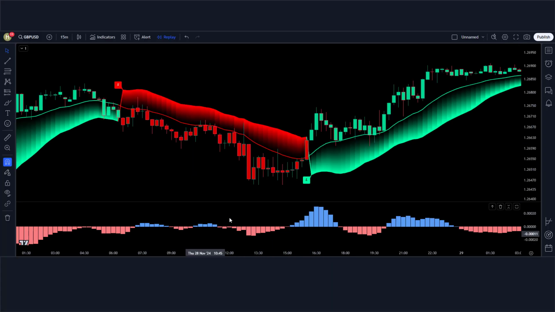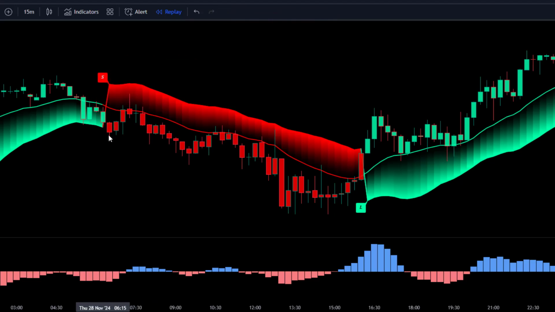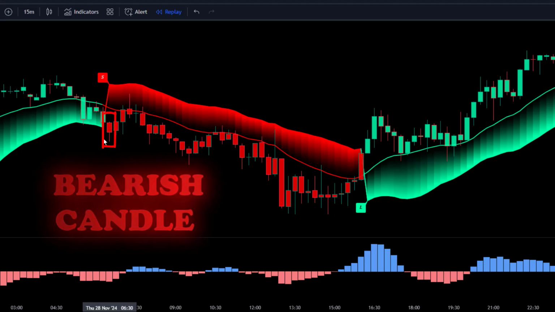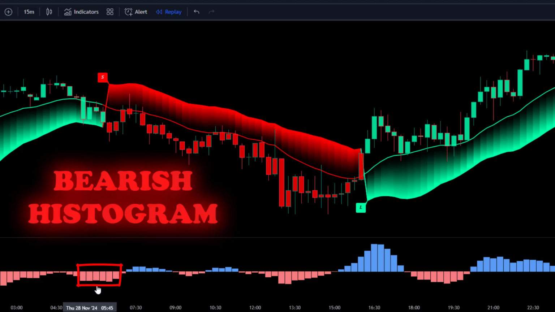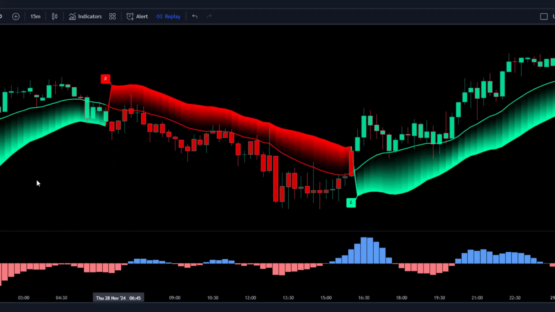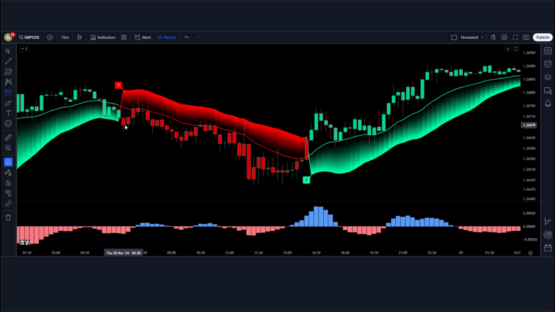Now let's understand the concept where we will take buy and sell trades based on their conditions. When the Adaptive Trend Flow indicator gives a short signal and the plot line turns red, when the market has formed a bearish candle, and when the Adaptive MACD indicator creates a bearish histogram, if this condition is fulfilled, then we will place a sell order.